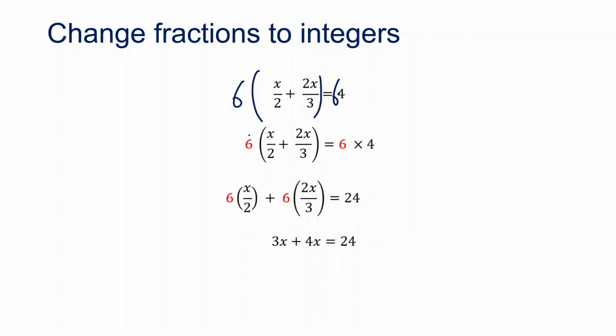And then if you open the bracket, 6 times half of x becomes 3x. And 6 times 2x over 3 become 4x. The other side, 6 times 4, is 24. Now it's something we're familiar with. We combine the like terms, and x is 24 over 7.